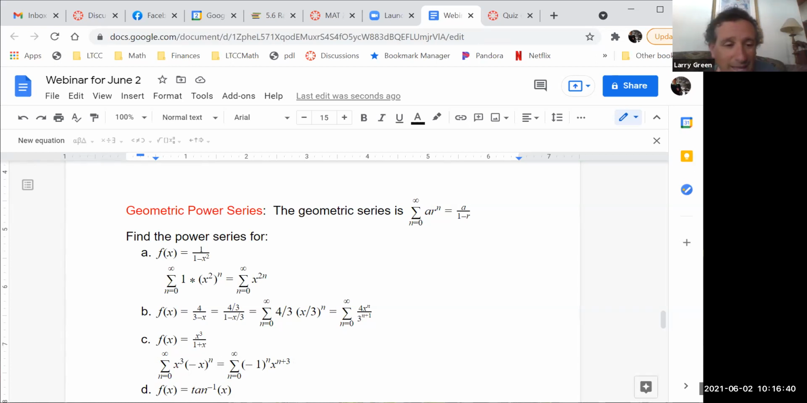Okay, I don't have time to do the last one. Just a note, for the arctangent of x, we use the fact that the derivative of the arctangent of x is 1 over 1 plus x squared. Then you find the power series and then you take the integral. I'm not doing that because we don't have time, but we'll get to that later, another day.